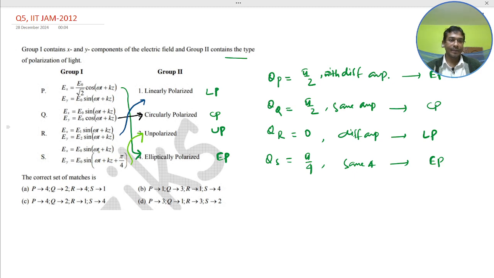So S, this S is 4 and P is 4. I think this is wrong. And here the first one, just a minute. So these three are correct and for S the option is wrong, because P is 4 and S is 4 also, but I think S, pi by 4 with the same amplitude, it would become the 4.